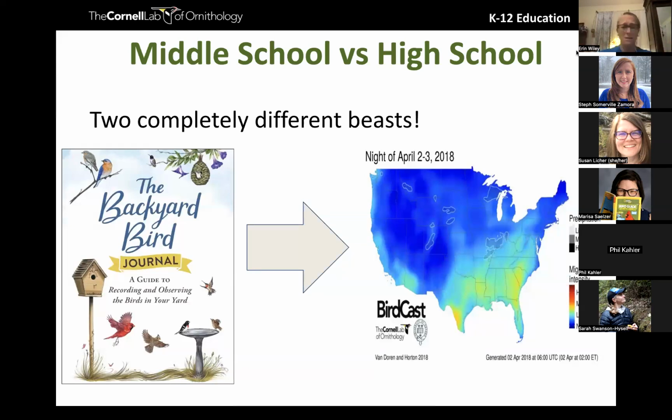Two completely different beasts. Middle school, just identifying birds. High school, why birds do what they do. Kind of more of an interaction with the birds.